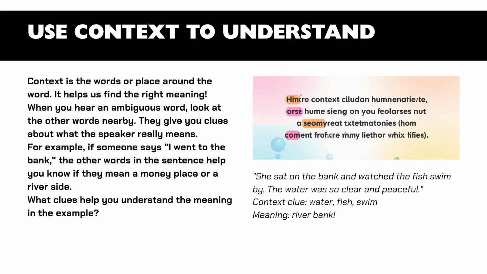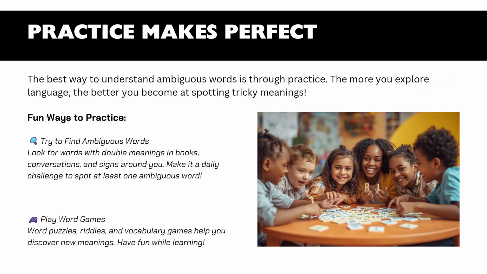This brings us to something important called context. Context means the words or the place around the word. It helps us figure out the right meaning. Remember, practice makes perfect. Try to find ambiguous words in your daily life. Play word games with friends. The more you practice, the better you'll get.